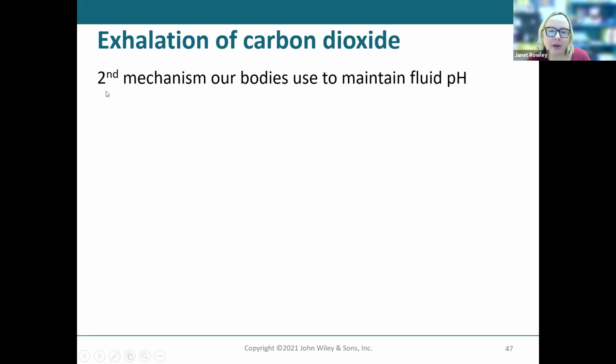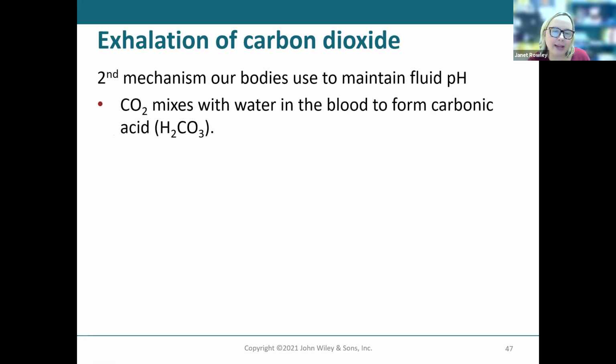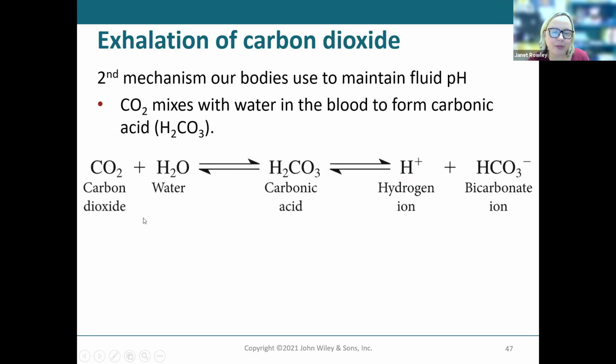The second mechanism our body uses is the exhalation of carbon dioxide. Carbon dioxide mixes with water in the blood to form carbonic acid. So here's the equation. Carbon dioxide and water makes carbonic acid, but carbonic acid can dissociate into a hydrogen ion and a bicarbonate ion.